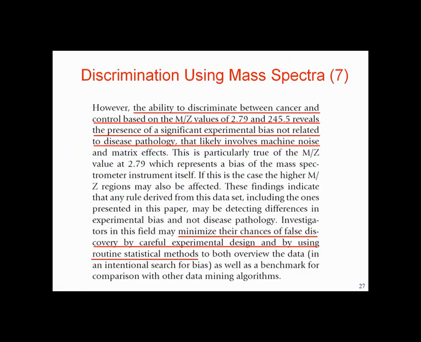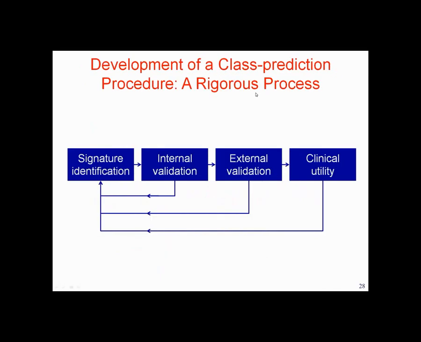And if we talk about class prediction, about discrimination, you can say that this is really a rigorous process. You should start from signature identification, or a classifier identification, and then you should try to have internal validation, so validation using the data where you perhaps identified your signature. And this was actually done by Petrikon and others, because internal validation means that you could split your data into two halves. On one half you develop your classifier, on the second half you test your classifier.